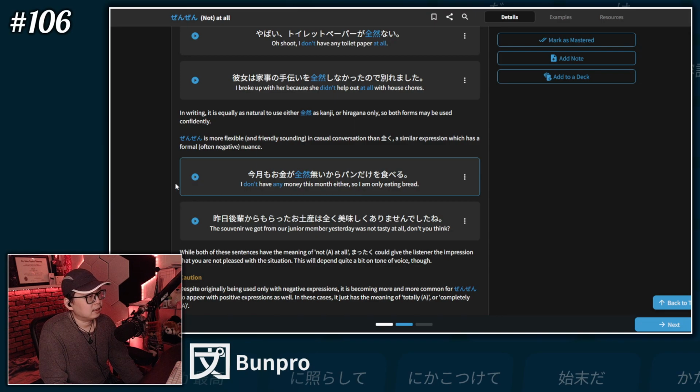今月もお金が全然ないからパンだけを食べる。What the pan? Oh, pan. Oh, that pan だけを食べる。はい。全然ない。Interesting.